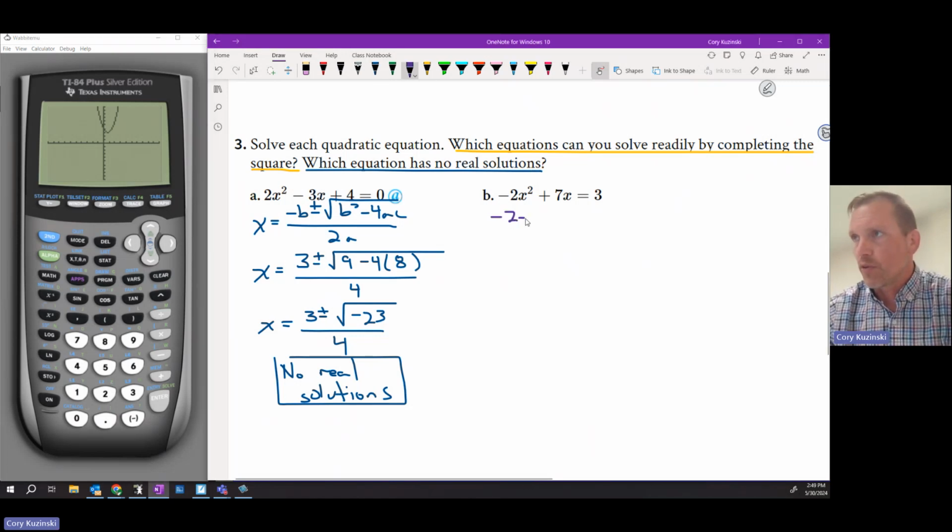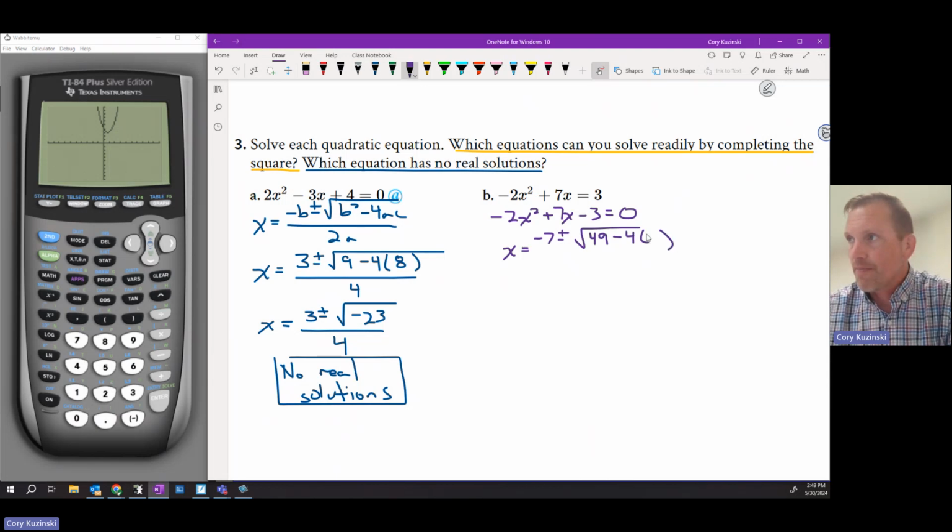Okay, so let's write it into general form. Negative 2x squared plus 7x minus 3 equals 0. And I say we use the quadratic formula. Let's go x equals negative b, negative 7, plus or minus the square root of b squared. So b squared, 7 squared is 49, minus 4 times ac. AC, negative 2 times negative 3 is 6, all over 2a. 2 times negative 2 is negative 4. So I'm going to get rid of these two negatives. A negative over a negative is positive anyway, so we don't need negatives in both places.